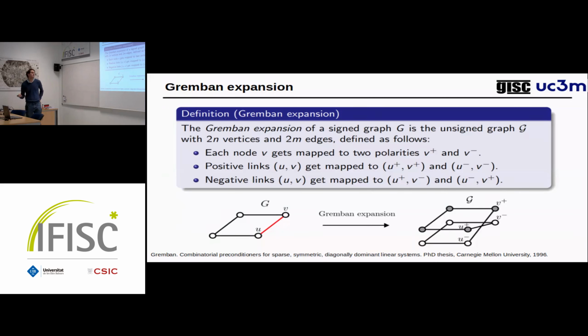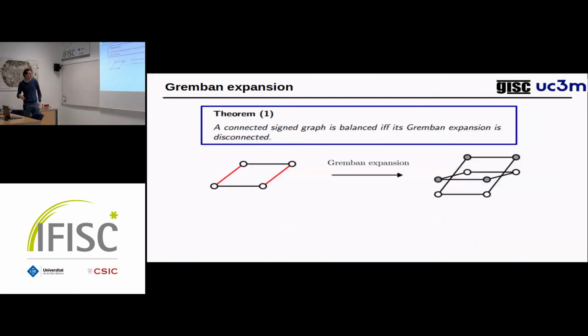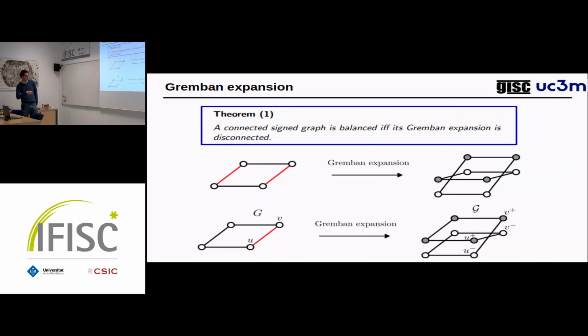This expansion, if we want to use it, has to fulfill a number of basic properties. And the first one that we proved it has is that it preserves structural balance, but in a very particular way. A connected signed graph is balanced if and only if its expansion is disconnected. So this graph that is balanced gets mapped to two disconnected squares, whereas this graph that is unbalanced gets mapped to a connected octagon. So the expansion is expressing balance through connectivity.